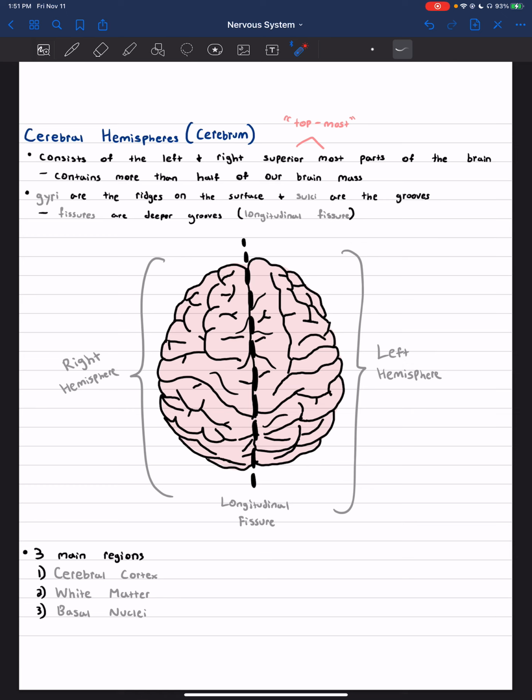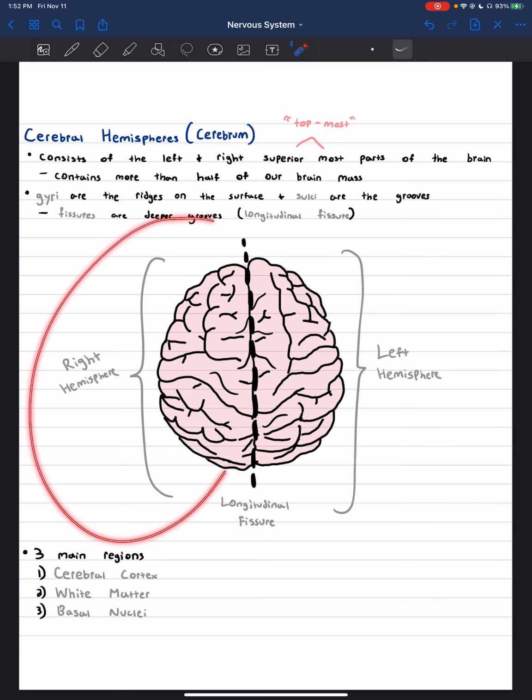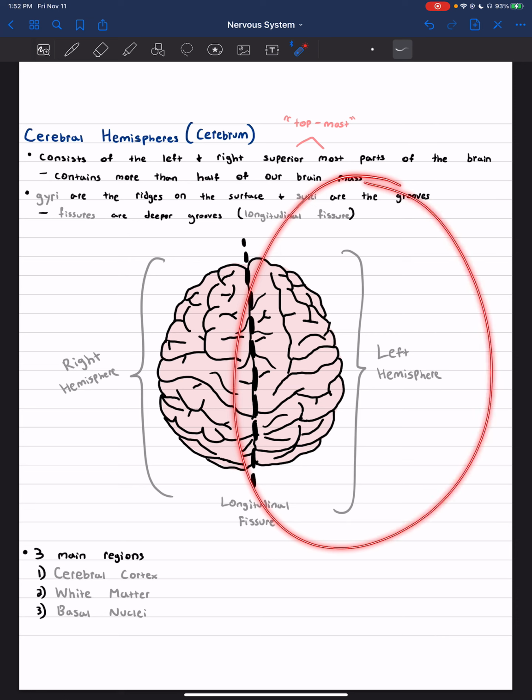Another quick side note, this is labeled an anatomical view, so our right hemisphere will be from our perspective on the left because you're looking at it as if it's right in front of you. But this would be the right hemisphere, this would be the left hemisphere. I know it's a little confusing, but the more you practice with it, it'll become second nature.